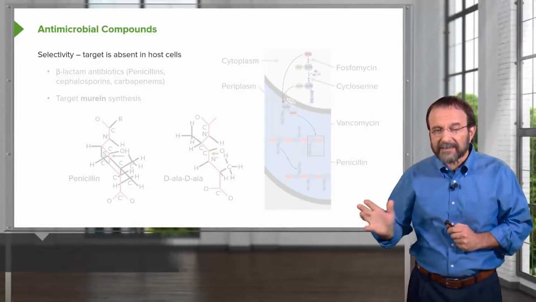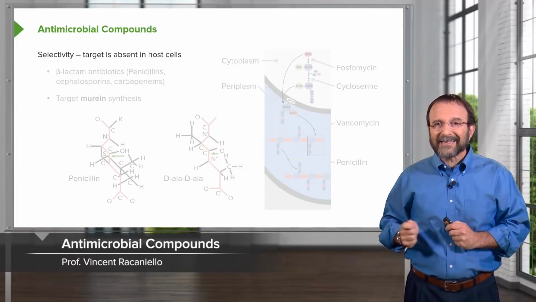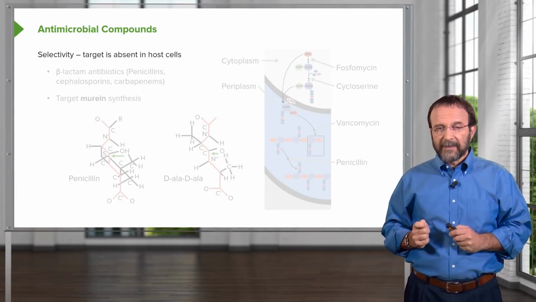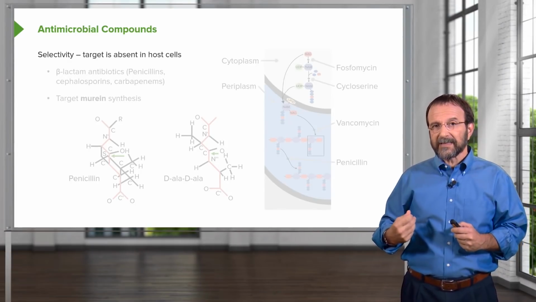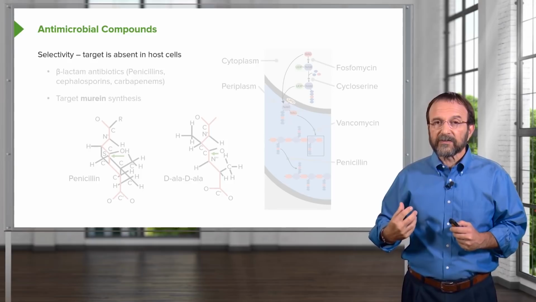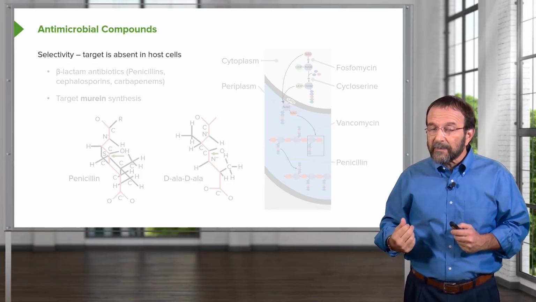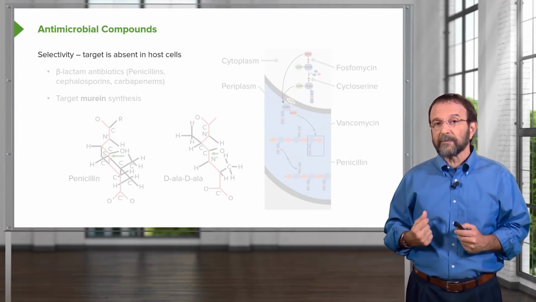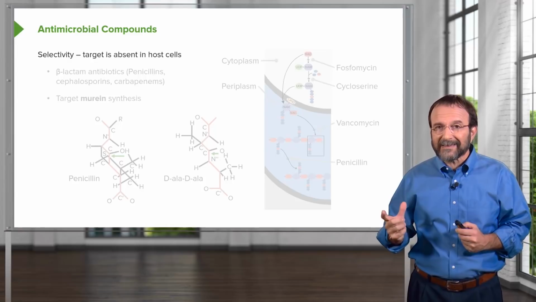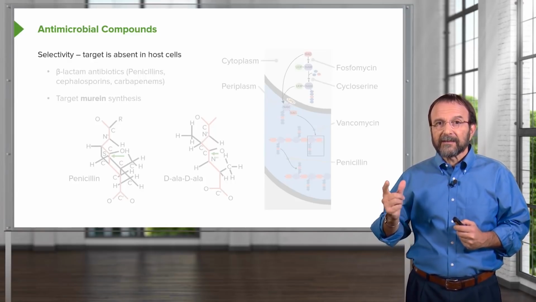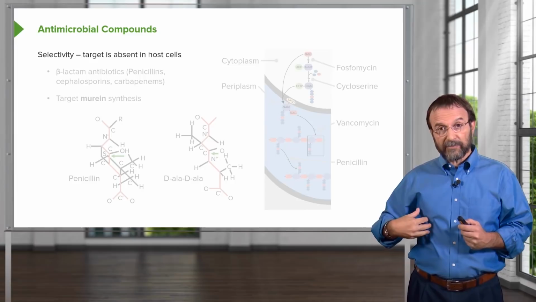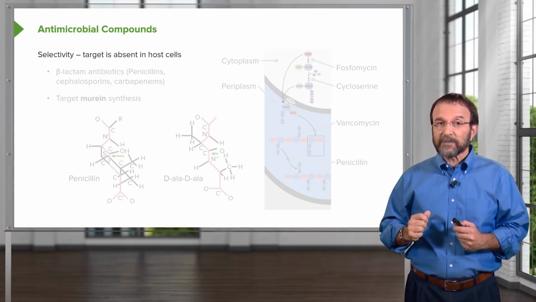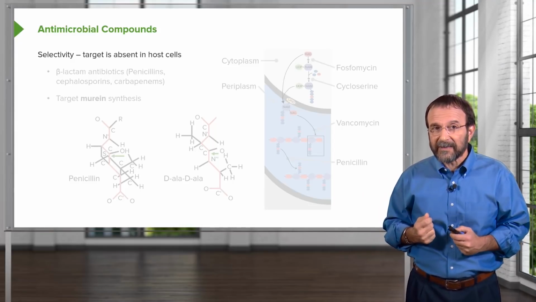I'd like to end this discussion by talking about antimicrobial compounds that are used to treat bacterial infections. And think, we have a bacterial infection in us. We need to treat them with drugs that will kill the bacteria but will not harm us. In other words, the antibiotics or antimicrobial compounds have to be selective. They have to target things in the bacteria that are not present in our cells. Fortunately, this is relatively easy to do because bacteria are very different from eukaryotic cells.